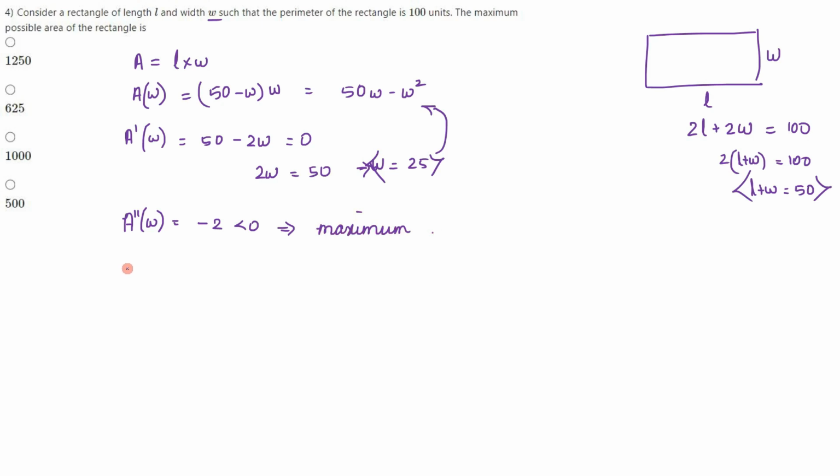Okay, so now A of W equal to 25 is nothing but 50 into, I'll substitute here, right? 50 minus W, 50 minus 25 into 25. I'm substituting in this. Okay, 50 minus 25 is again 25. 25 into 25 is 625. Second option is the right one. Moving on.